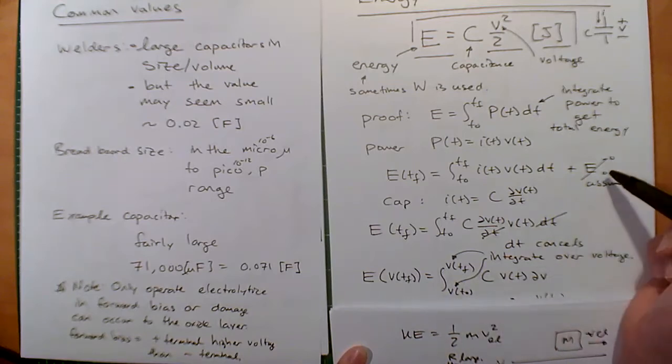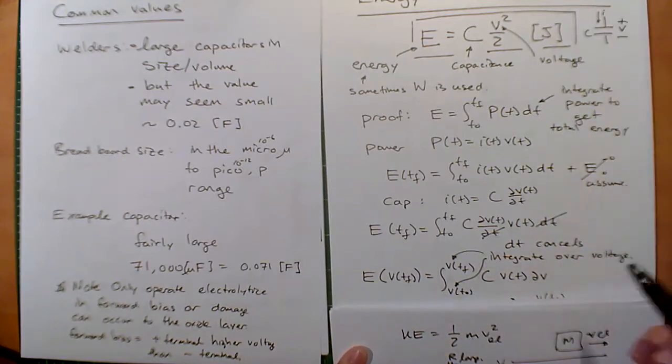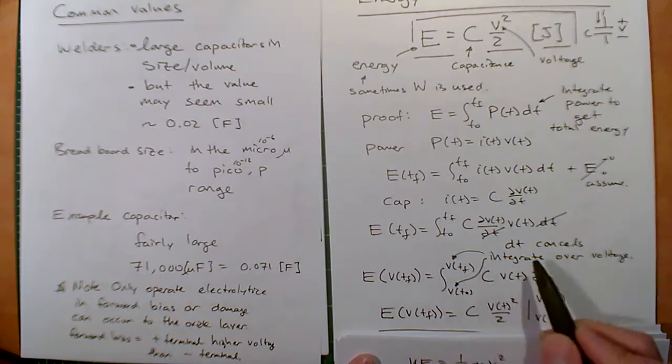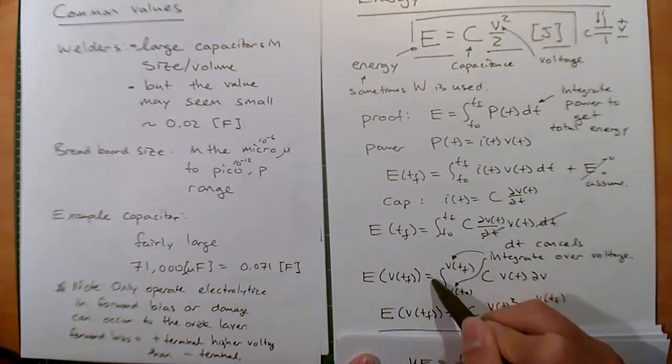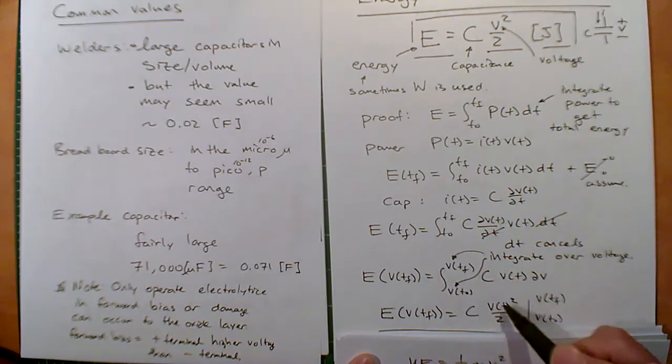What did we say the initial voltage is? The initial voltage, let's say, is 0, okay? But now look what we do if we do this integral, C V dV. If we assume the capacitance is constant, we can pull it out of the integration. The integral of V is V squared over 2. That's where that 2 comes in, and that's where the square comes in, right?